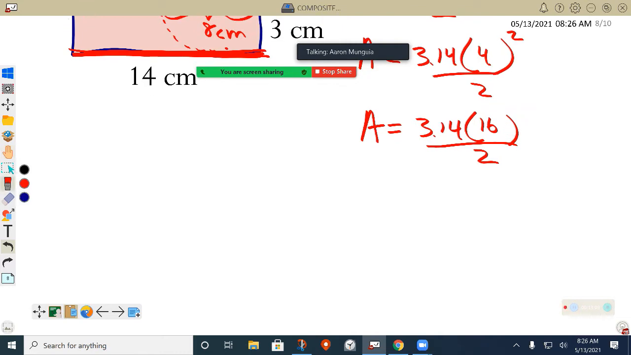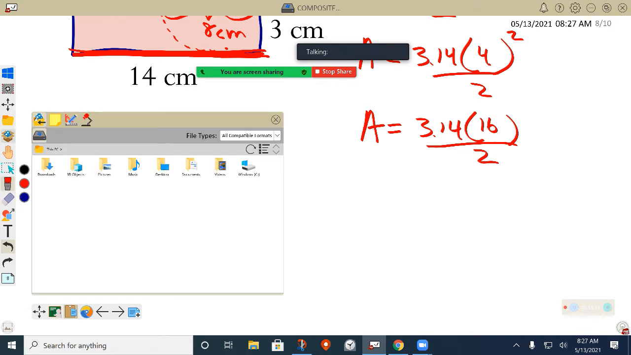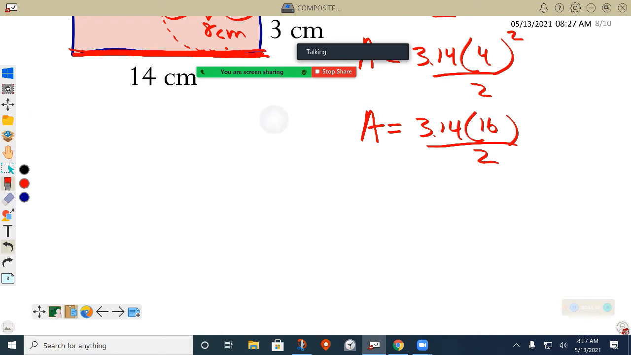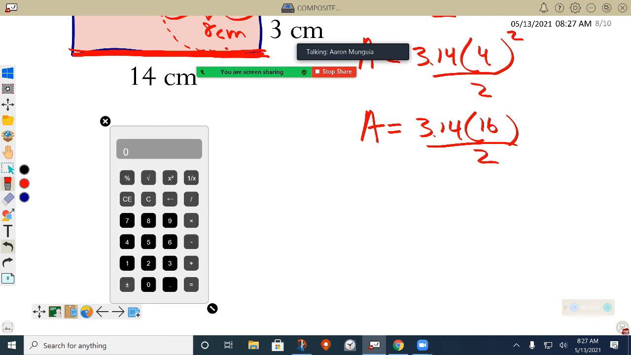All right, 3.14 times 16. Let me get my calculator. So 3.14 times 16, notice that on top, I get 50.24. I'm going to divide all that by 2 now, divided by 2. So 25.12. So the area of the circle then is going to be 25.12 square centimeters.